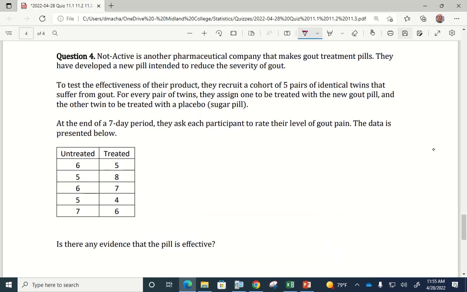Okay, last question. Not Active is another pharmaceutical company that makes gout treatment pills. I tell you the story about the guy, never mind. I'll tell you when I'm not recording the video.